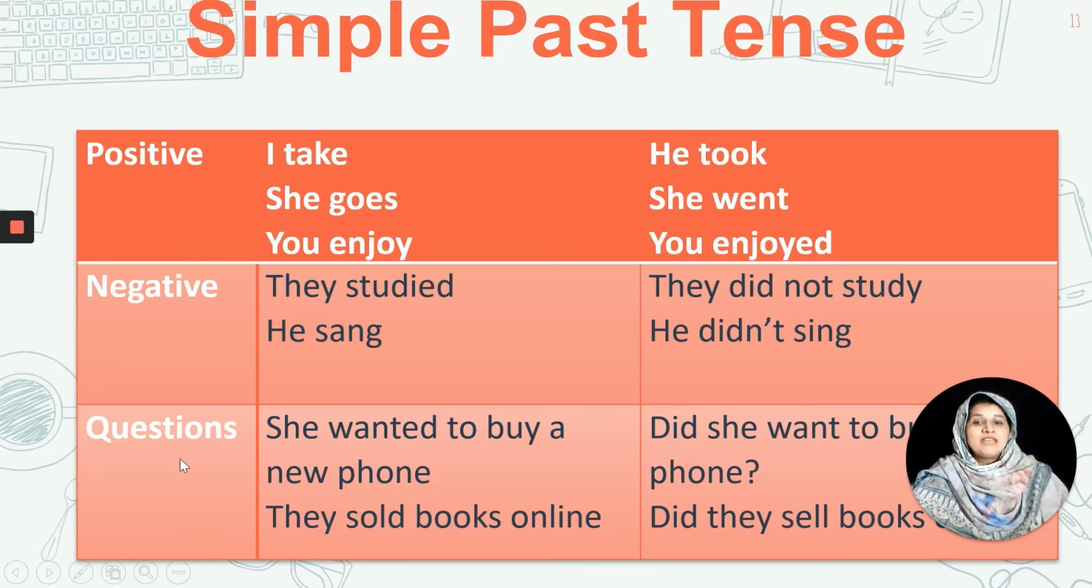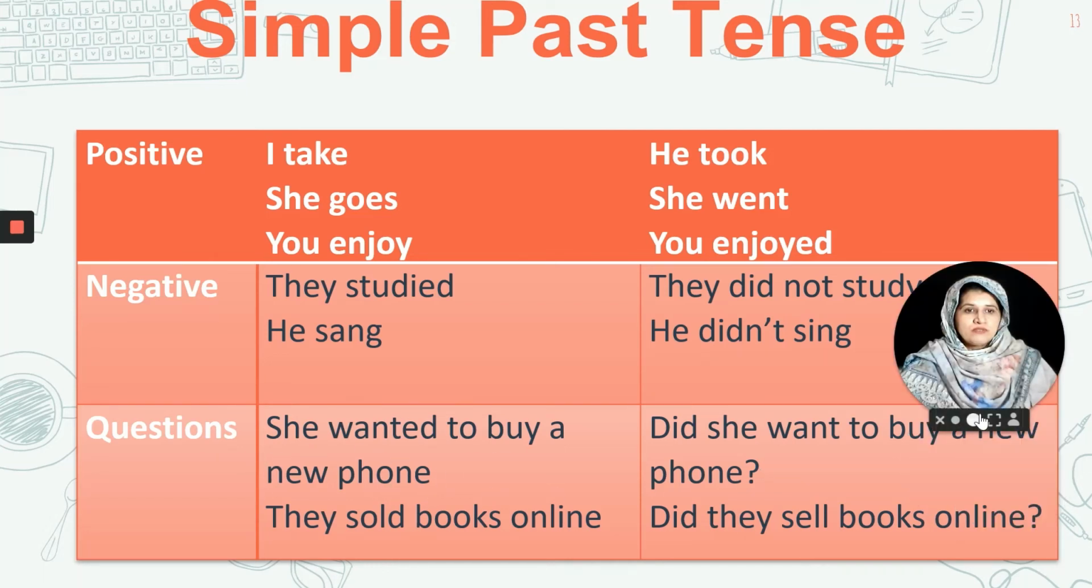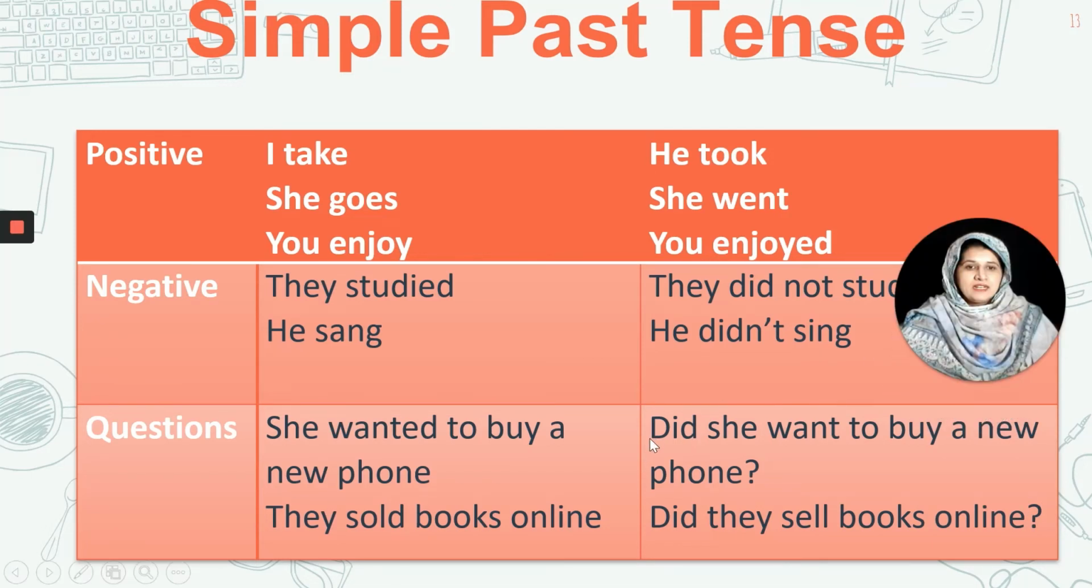Now we'll make the question statements. She wanted to buy a new phone, right? So what will we do here? Did will be added at the start, right? Did she want to buy a new phone? Question mark. And then, they sold books online. Did they sell books online? Fine. I hope you are clear how to make the positive, negative, and question statements.